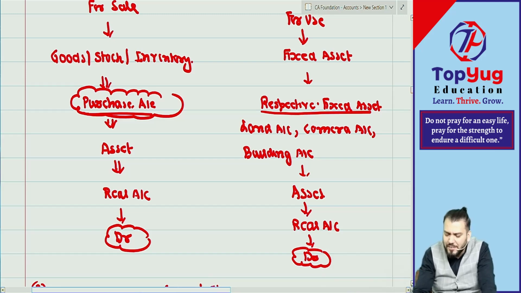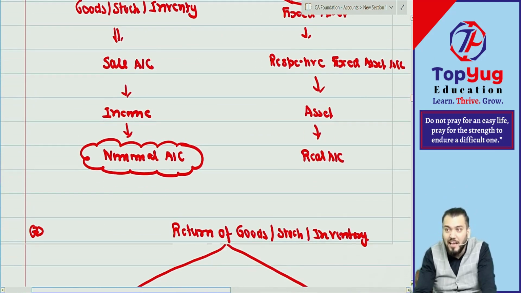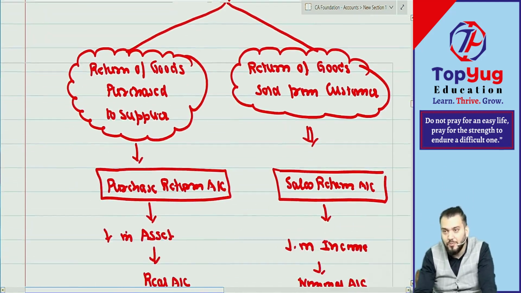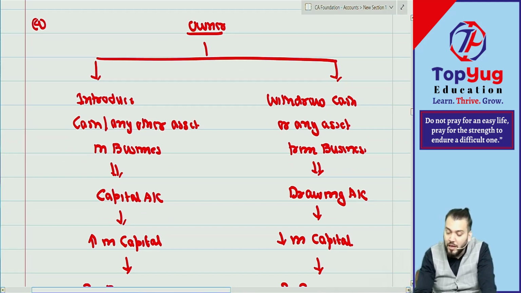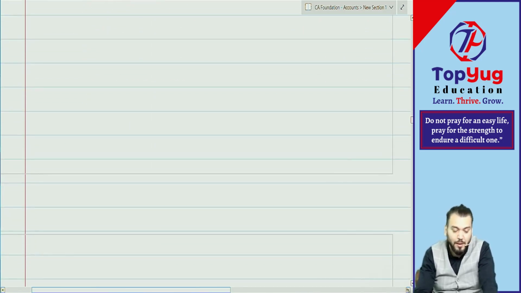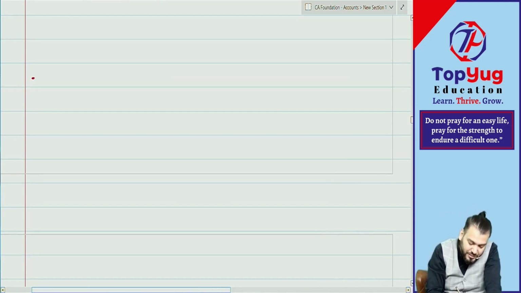So let us take some examples to apply the rules. We'll take some examples and understand how to apply the rules. So let us take the first example.